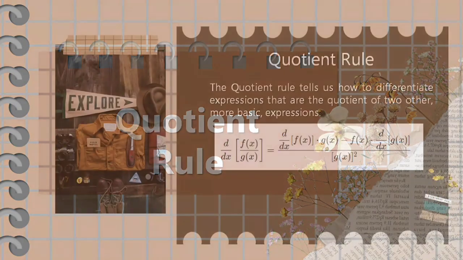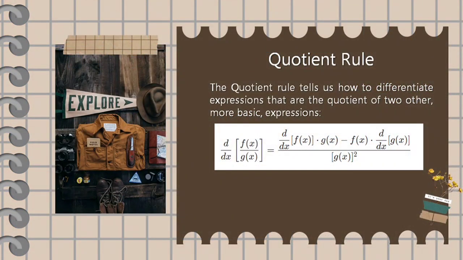Quotient rule. The quotient rule tells us how to differentiate expressions that are the quotient of two other, more basic expressions. The formula of the quotient rule is: the derivative of f of x over g of x is equal to the derivative of f of x times g of x minus f of x times the derivative of g of x, over g of x to the power of 2.